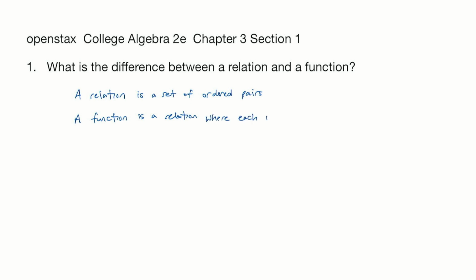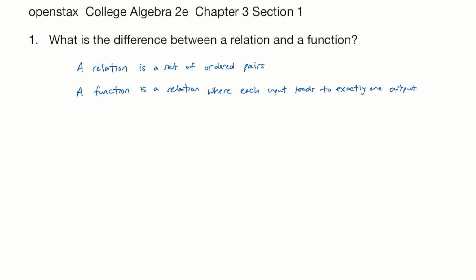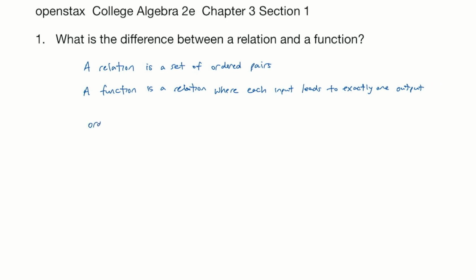So where each input leads to exactly one output. So that means the input can't have more than one output. Okay, let's look at some examples. And so an ordered pair has an input for the first and an output for the second value.